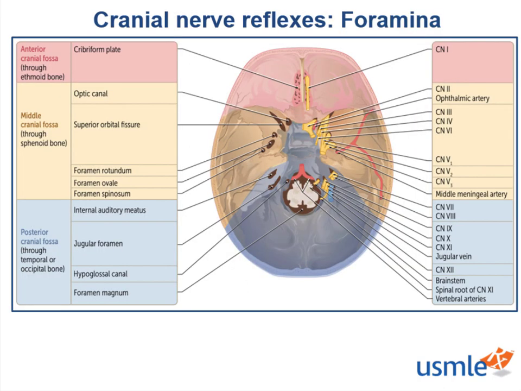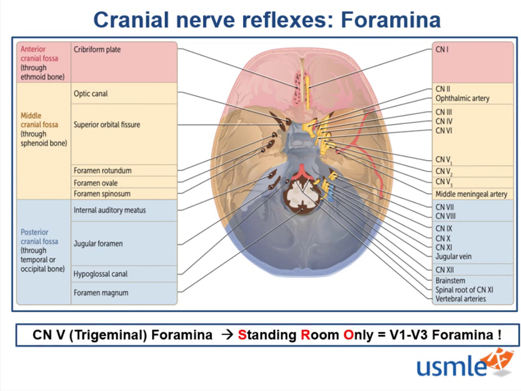We covered a lot of cranial nerves in this lecture. Be sure to know their foramina, as the boards will sometimes describe a cranial nerve or a cranial nerve reflex and then say the nerve involved exits what foramina in the skull. To help you with the most high-yield foramina, use the mnemonic standing room only for the foramina of the 3 divisions of the trigeminal nerve.